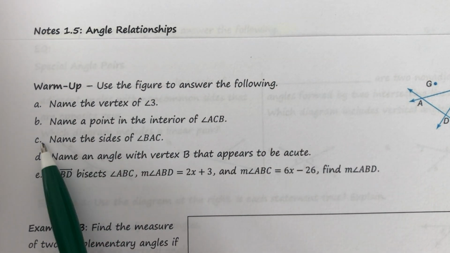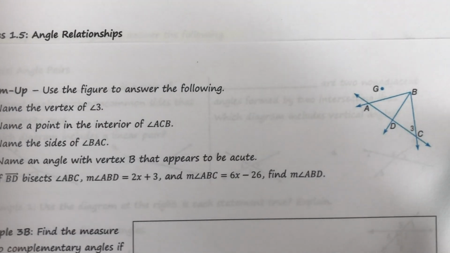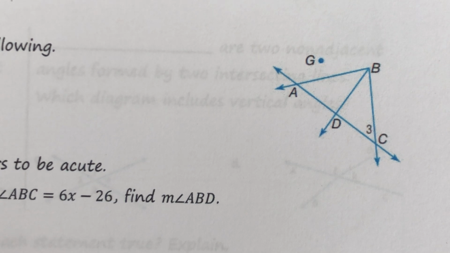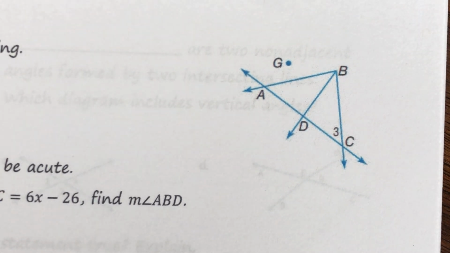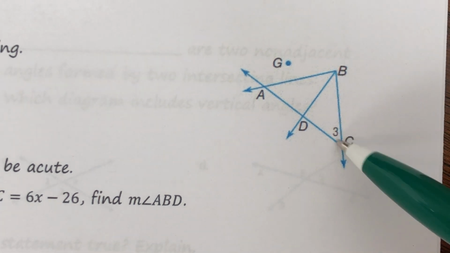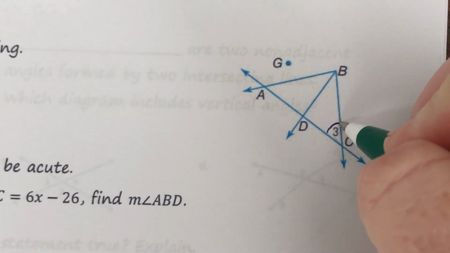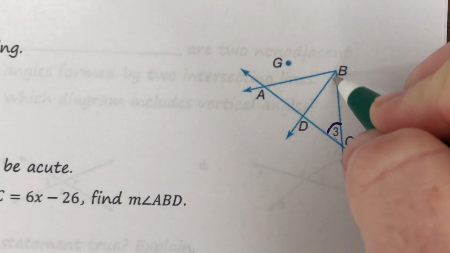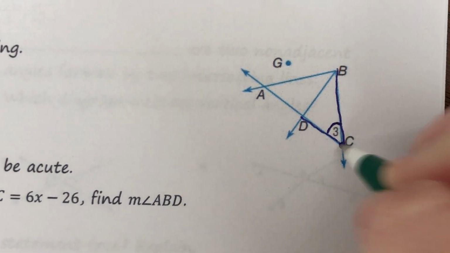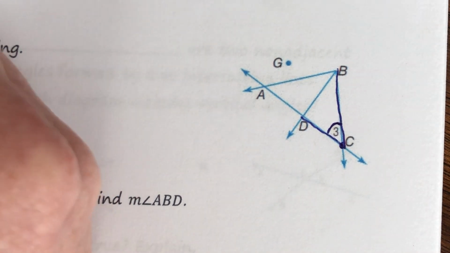So I have these 5 questions and a little picture over here. I'm going to zoom in. I'm just going to read the questions to you and we'll go through them. And then I'll back up and show all the answers if you need that. Okay, first question is, name the vertex of angle 3. And angle 3 is this little guy right here. So the vertex of angle 3 would be point C. So we're going to write point C if you're filling that out.